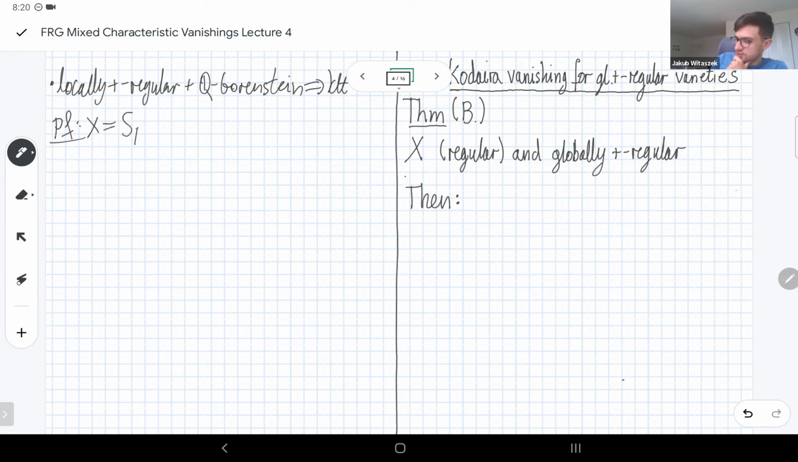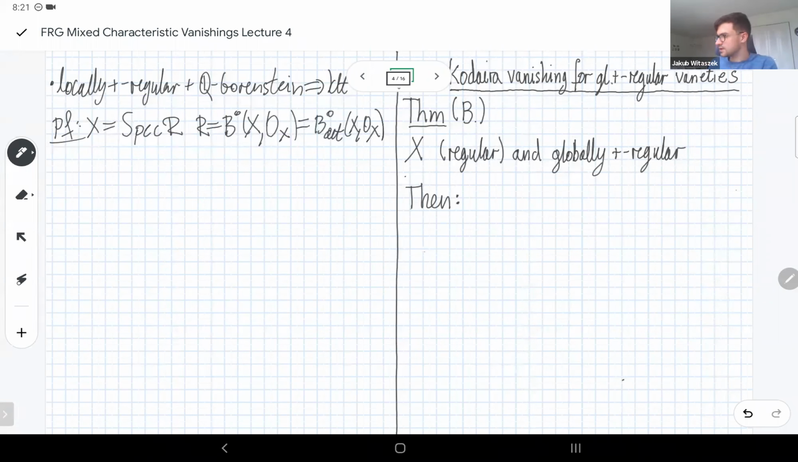And now the proof is very simple. Let's say that X is equal to Spec of R. Then by definition, or by what I told you in this criterion, R is equal to B0 of O_X, which is equal to B0 alt of O_X, which in turn is contained in B0 bir of O_X, because we are taking the intersection of a smaller collection of alterations, the projective birational maps. But in the local setting, that's exactly the multiplier ideal sheaf of R. So the multiplier ideal sheaf is trivial, which implies that we are KLT.